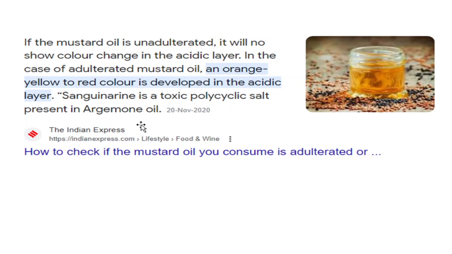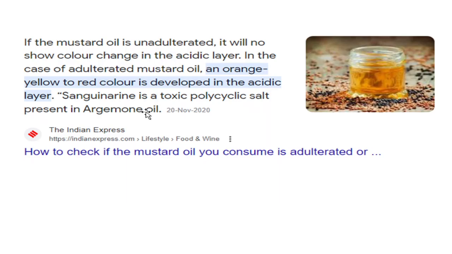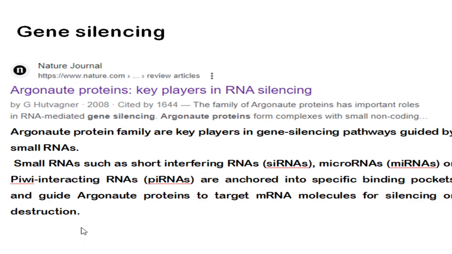If the mustard oil is not adulterated with argemone oil, when it reacts with nitric acid, there will be no color change. Whereas, if the mustard oil is adulterated with argemone oil, then on reaction with nitric acid, it will produce an orange-yellow to red color. So the adulterant present in argemone oil is sanguinarine. One of the options has been given, I don't remember the rest of the three options, so I have given the correct option.